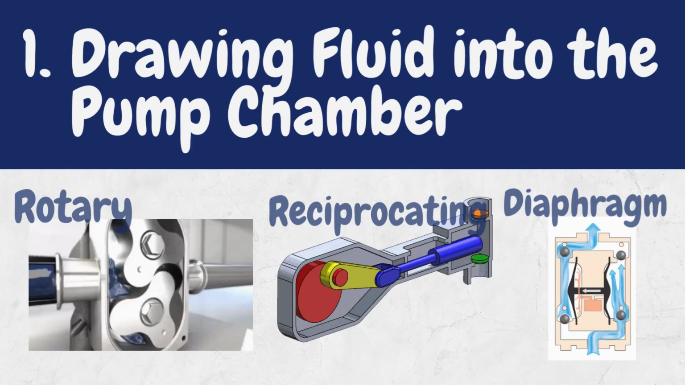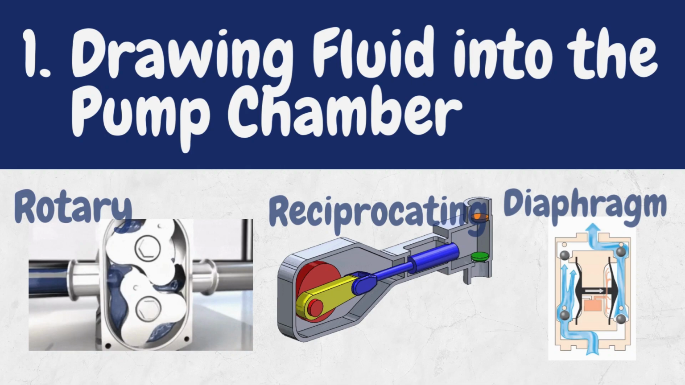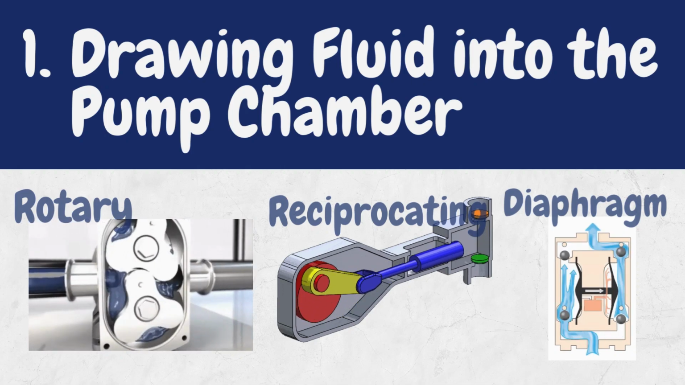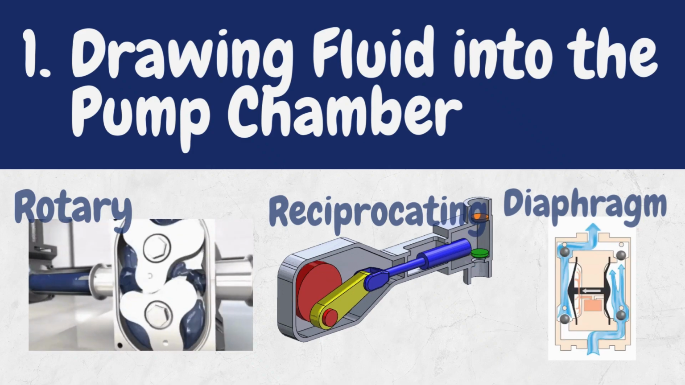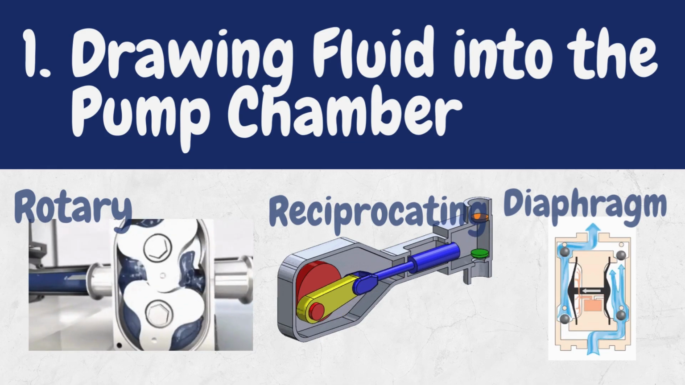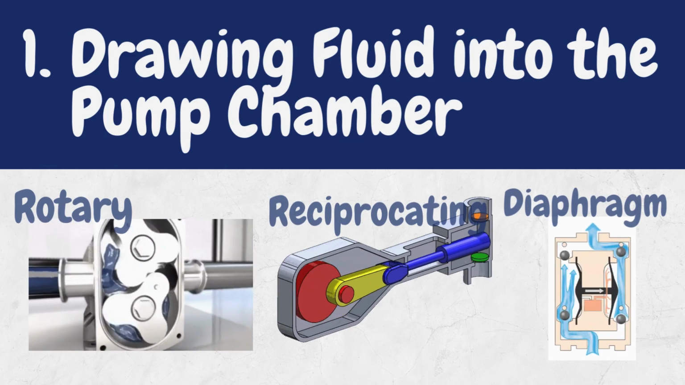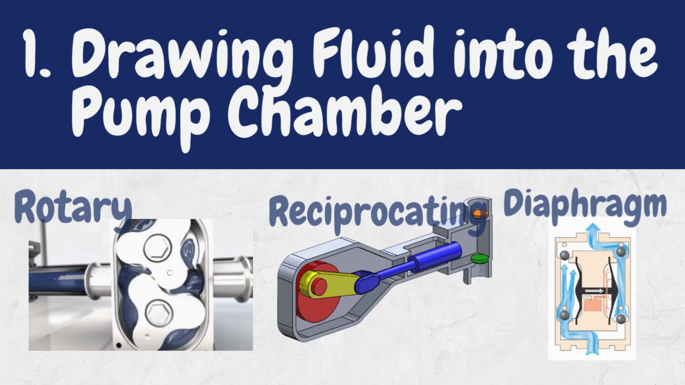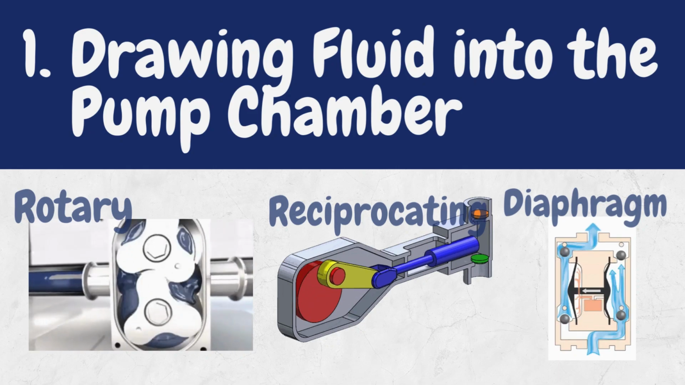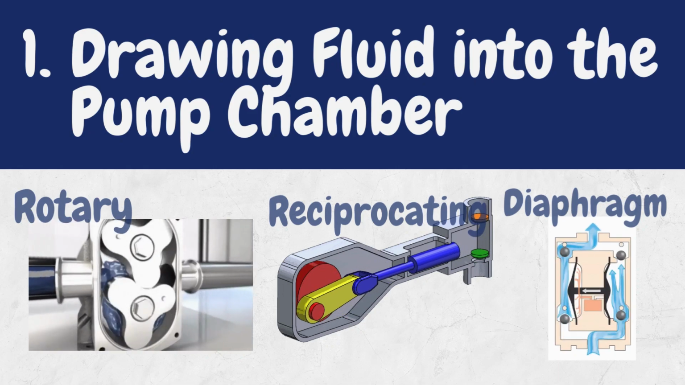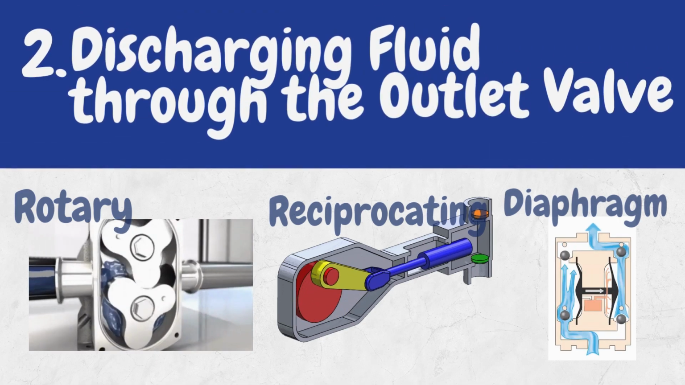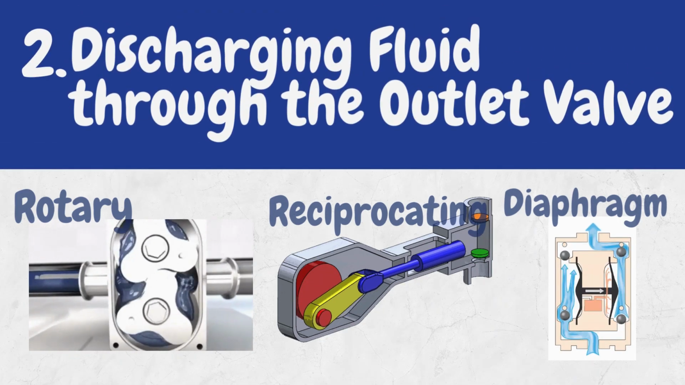In the rotary system, the rotating components create a space that allows the fluid to flow in. While in the reciprocating system, the pistons or diaphragm create a suction which pulls the fluid into the chamber. And on the other hand, in the diaphragm system, the diaphragm creates a suction which draws the fluid into the chamber. So guys, this was the first step for the working of a positive displacement pump, which was drawing the fluid into the pump chamber.